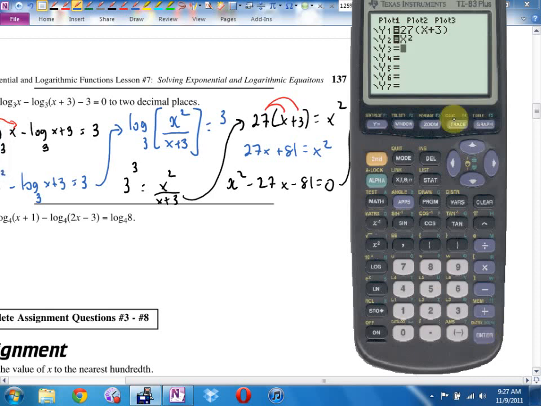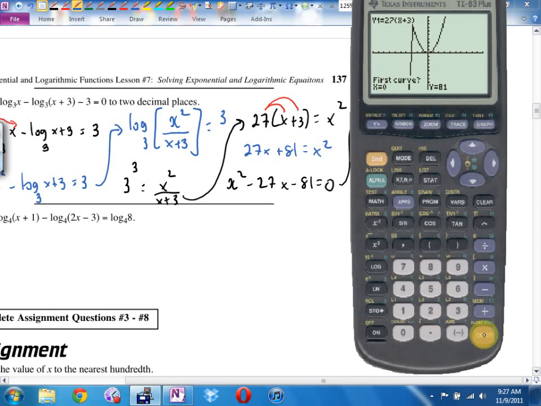I'll go zoom standard just to make sure I'm in a good window. Got a bit of a problem. It crosses there. I think it probably crosses way up here too, but let's try it. Second function, calculate, intersection, first curve, second curve. I'll move a guess close to here. Enter. Is one of the roots on the polysmlt negative 2.724? No. Yes? Two decimal places.